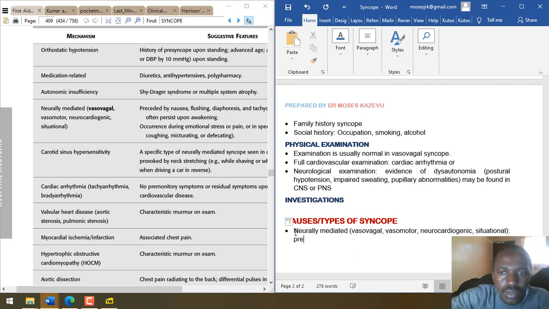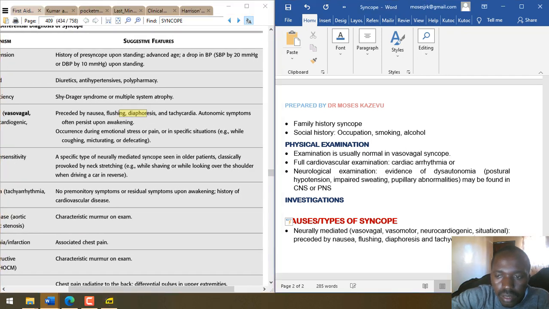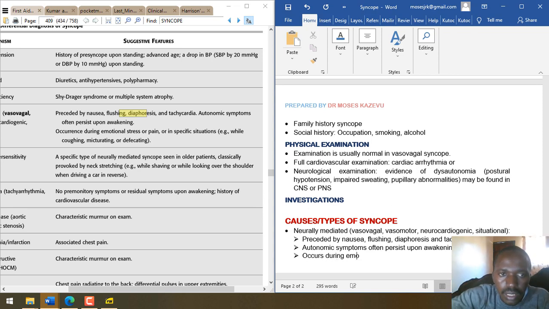So here, these are going to be preceded by nausea, flushing, diaphoresis. Remember, we asked for all these things in the history. Tachycardia. Okay, so I think we can add this as a point under tachycardia and autonomic symptoms, not syndrome, symptoms. Often present or persist upon awakening.